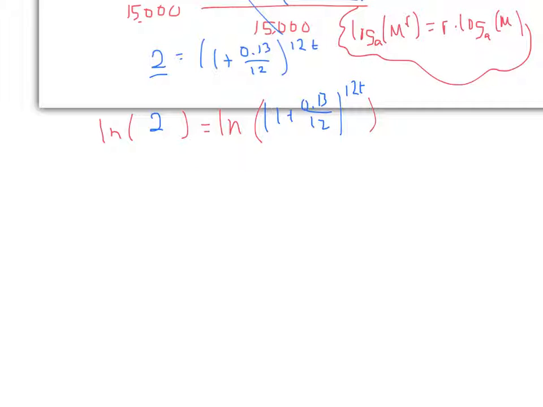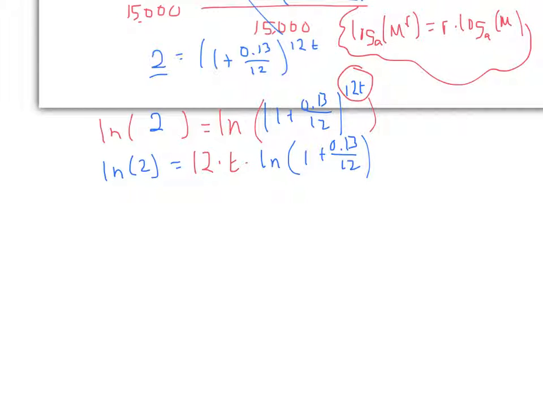And that's sort of what I want to use here. Because on the left, nothing really changes. I have the natural log of 2. But on the right, this power is 12t. And that's exactly what ends up coming to the front. So it's 12 times t times the natural log, with the input of 1.013 divided by 12.